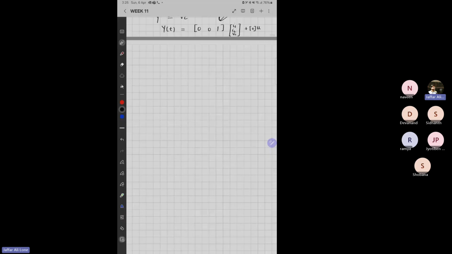So now let's solve this question. Now the other type of questions that you have is how to find the transfer function from the state model.